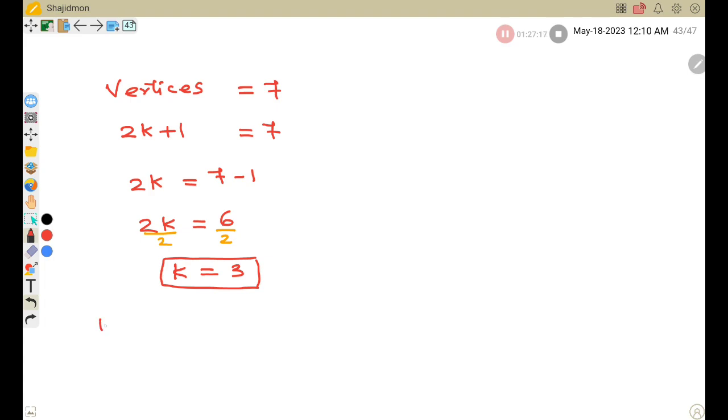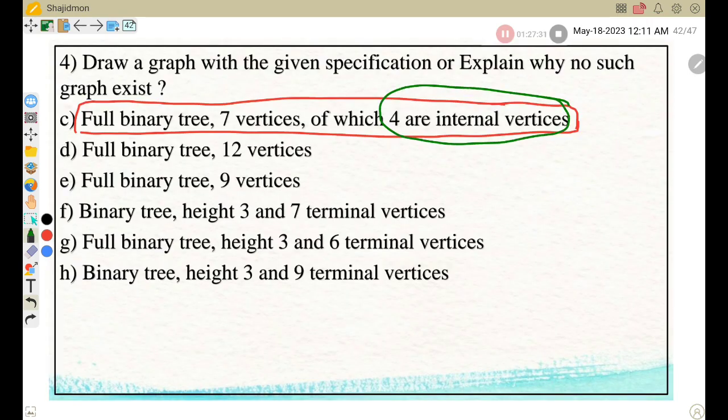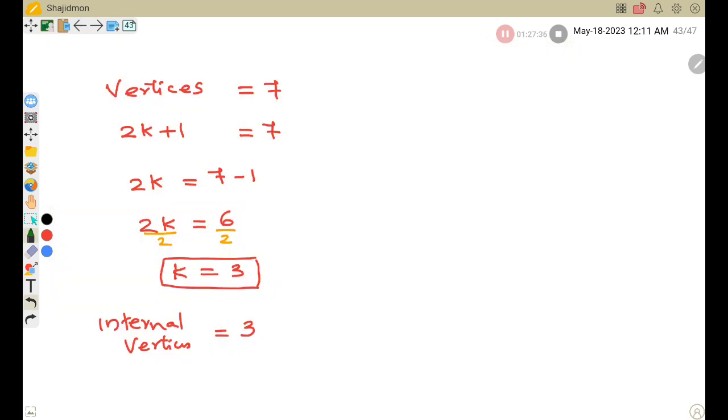What is the meaning of k actually? Internal vertices. Correct? Number of internal vertices equals 3. But how many are given in our question? 4 internal vertices are given. Is 4 possible? No, it is not possible. That means this is wrong. How many internal vertices are only possible? 3. It should not be 4. So there is no tree. There is no full binary tree representing that specification. Hope you understood that question.